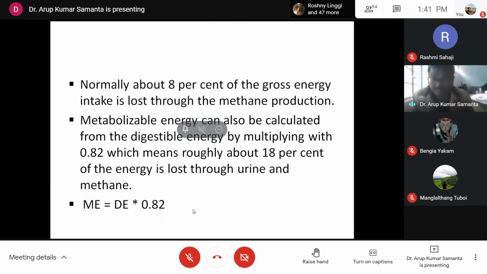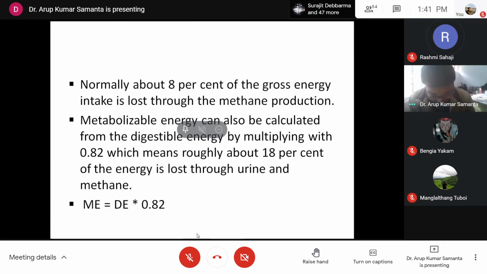So sometimes you may get the question: what is the factor which is generally multiplied with the digestible energy in order to get the metabolizable energy value? So it is 0.82. DE multiplied by 0.82 is the metabolizable energy value. Are you getting me?